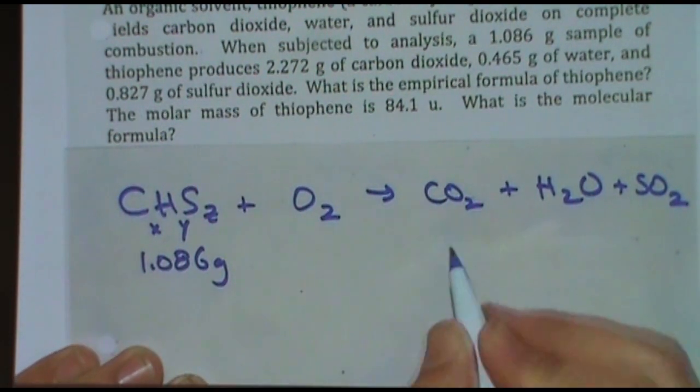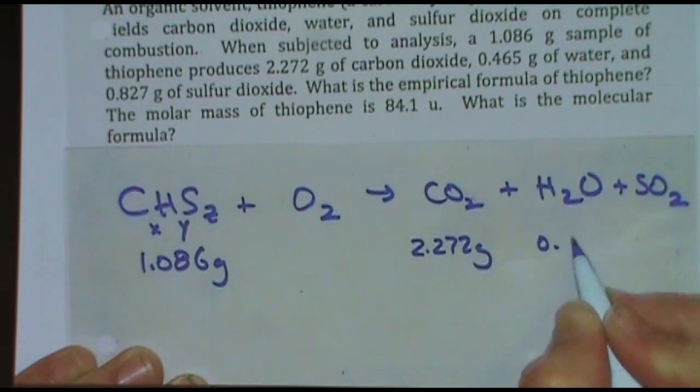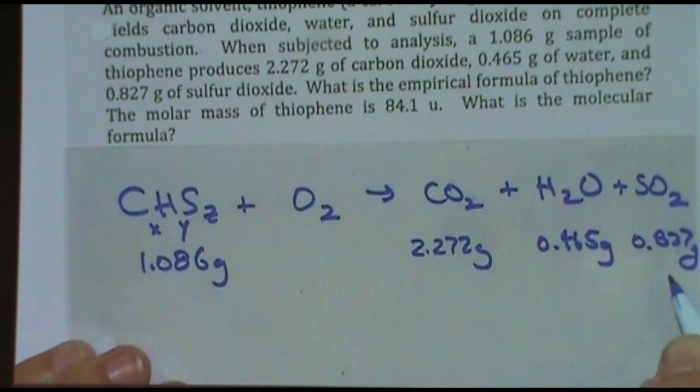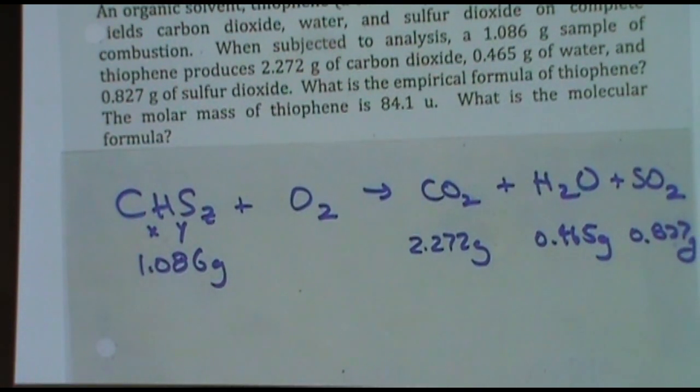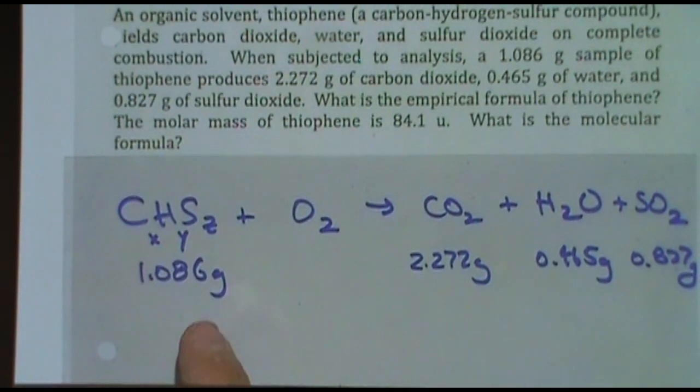So we know the amounts of each of these. 2.272 grams, 0.465 grams, and 0.827 grams. Okay? So I want to know the empirical formula and ultimately the molecular formula. What's the key unit I care about in these kind of questions? Moles. If it's an empirical formula question, moles is your key unit. You want everything to go to moles of each atom, carbon, hydrogen, sulfur.